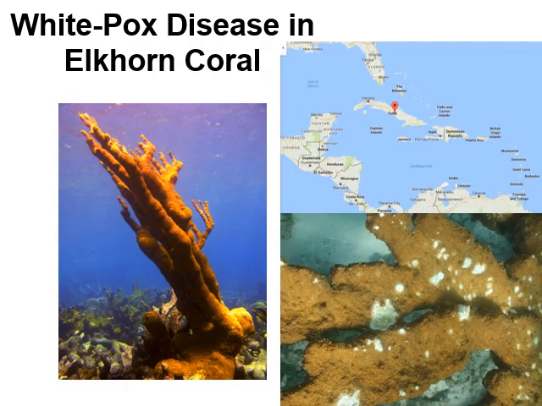Okay, and so there's one type of disease I want to talk about in a little bit more detail. I want to talk about White-Pox disease, which are these white splotches that you see right here. They occur on Elkhorn coral, which is this type of coral right here. This coral used to be very, very abundant throughout the Caribbean, right? Throughout the Atlantic coastline of Central America, from Mexico all the way down to Panama, and then throughout the northern coast of South America, that's in Colombia and in Venezuela, and then through the island nations in the Caribbean and up into Florida.